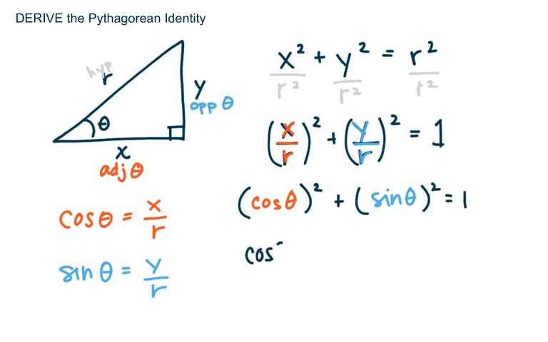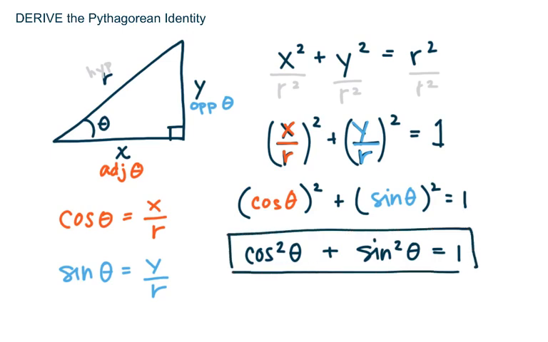Therefore, cosine squared theta plus sine squared theta equals 1. And that's our Pythagorean identity. So it's pretty easy to develop using right triangle trig and the Pythagorean theorem. And of course, cosine squared theta plus sine squared theta is equivalent to sine squared plus cosine squared by the commutative property of addition.